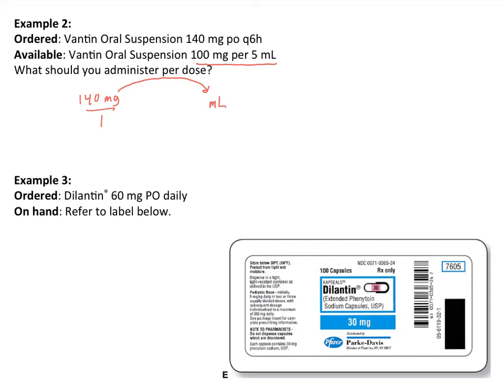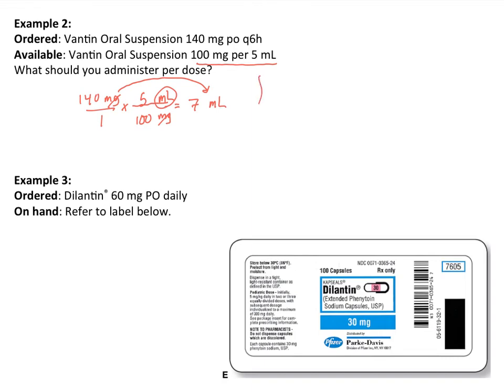So I know the patient must receive 140 milligrams, but I don't want to actually give them milligrams. I'm going to use what's available to me. In this case, there are 100 milligrams contained in 5 milliliters. So if I multiply by the dosage strength, milligrams would cancel, I would be left with milliliters. And you'll notice you'll get 7. Right? 140 times 5 divided by 100.